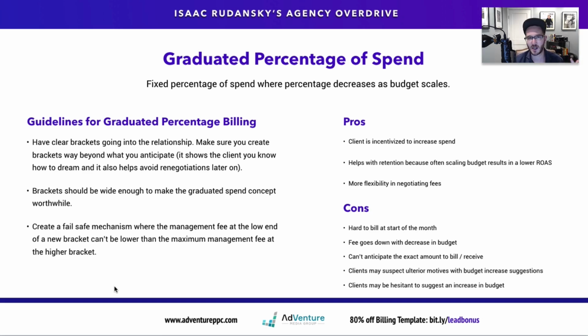So even if you feel like this client will never spend more than 50 grand a month, create a bracket up to 200 grand a month. This was a really great trick that I learned a while ago. It shows the client that you know how to dream, and it also helps avoid renegotiations later on. Clients want to see, wow, you think we could actually get to 200 grand in spend? Great. It just makes them excited. It makes them feel that you're excited about their business and that you even potentially believe more in their potential for success than they do, which is great.